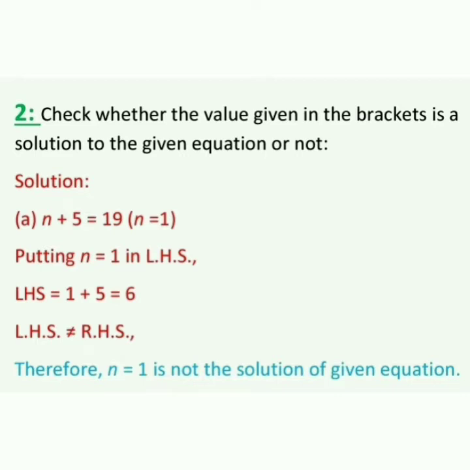n plus 5 is equal to 19 and value of n is equal to 1. Now putting n is equal to 1 in left hand side, therefore left hand side is equal to 1 plus 5 is equal to 6. Pay attention here, left hand side is not equal to right hand side. Why? Because after substituting the value of n is equal to 1 on the left hand side, we will get answer 6, while on the right hand side already 19 is given, so both are not equal. Therefore n is equal to 1 is not the solution of the given equation.